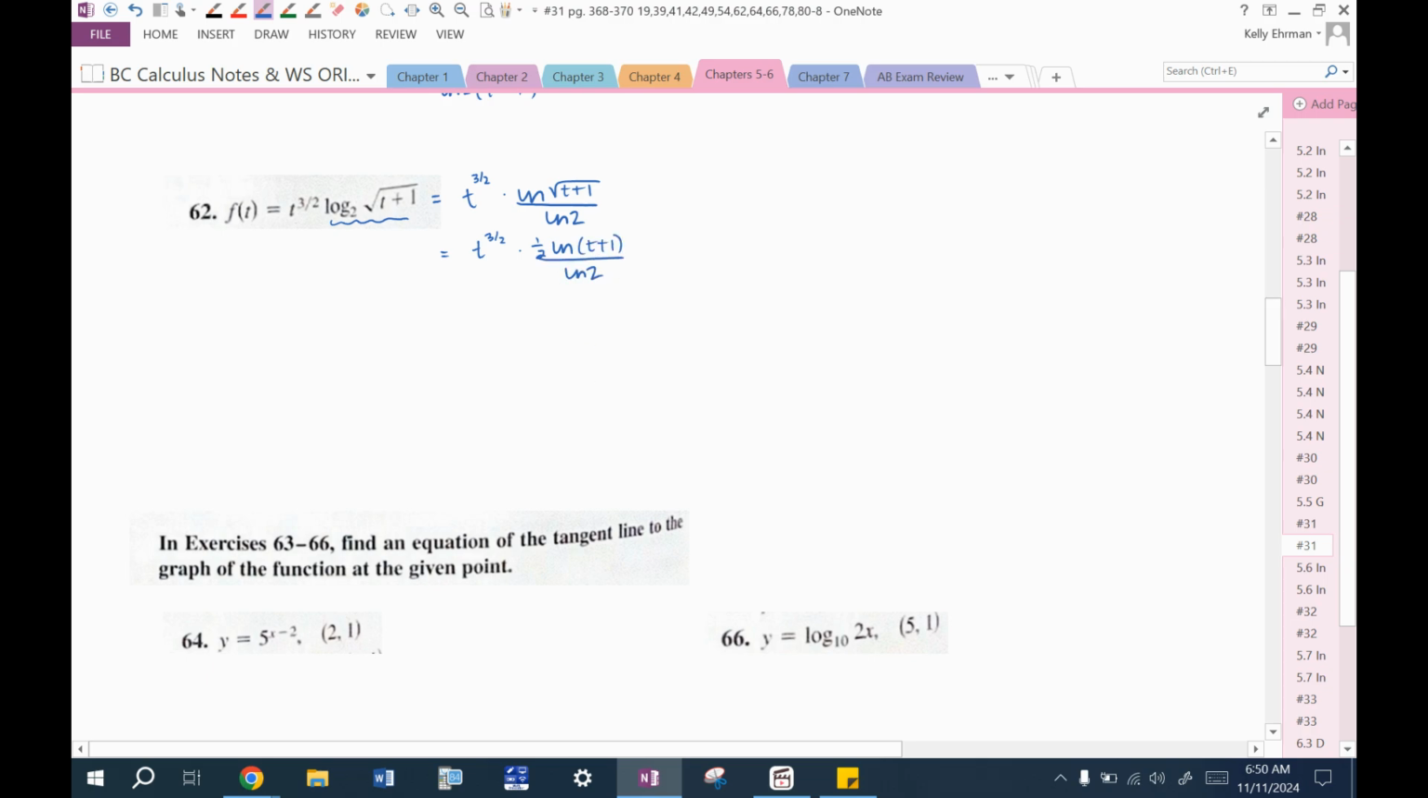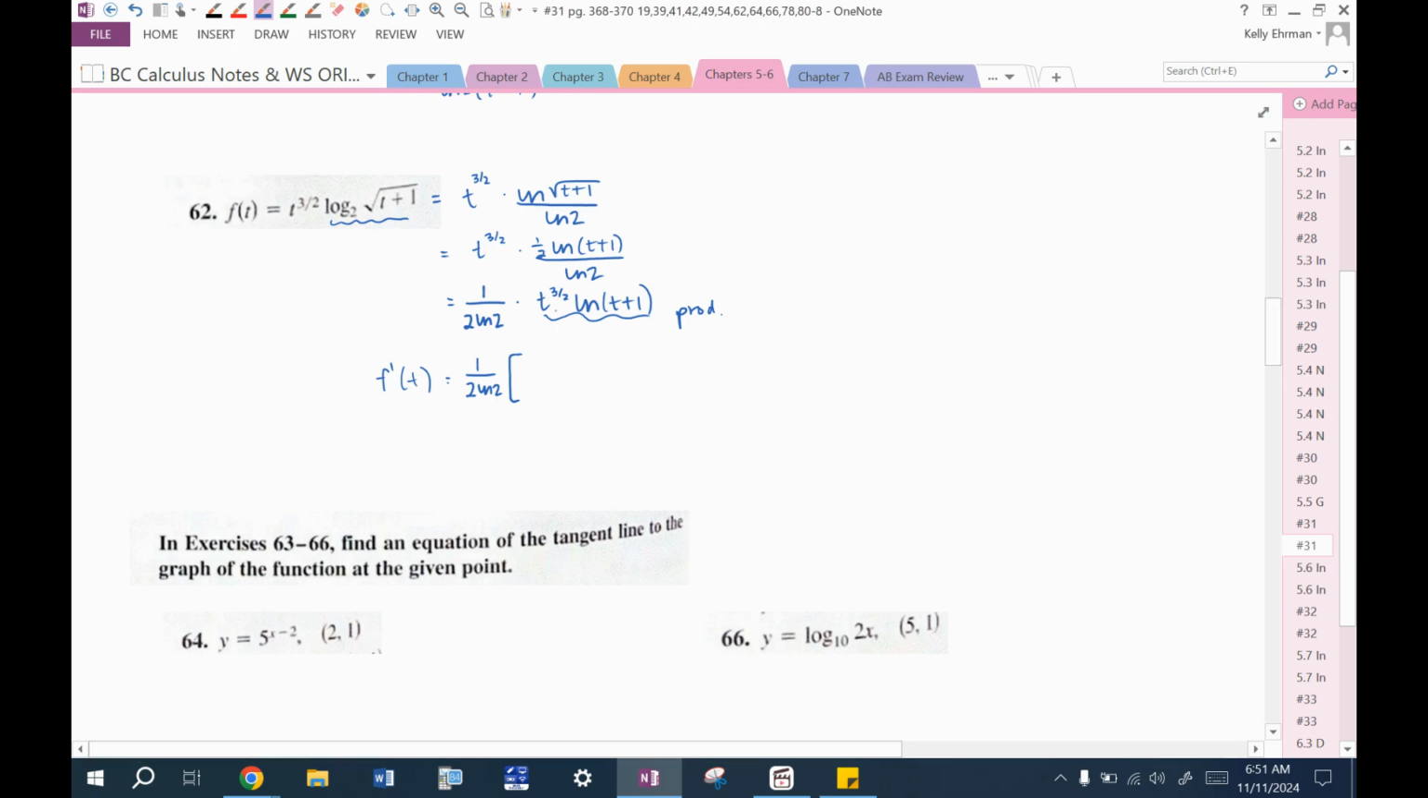And let's get our constant out in front so we don't have to think about it too much. So 1/2 over natural log of 2 is just 1 over 2 ln 2 times t to the 3/2 times ln t plus 1. All right, so this constant is just along for the ride when I find f prime. And then I'm going to have to do a product rule right here. All right, so 1 over 2 ln 2. I'm just going to put that outside of braces so that I remember to distribute it through.